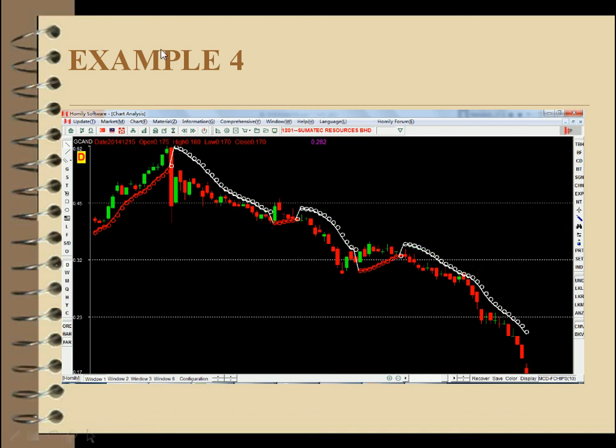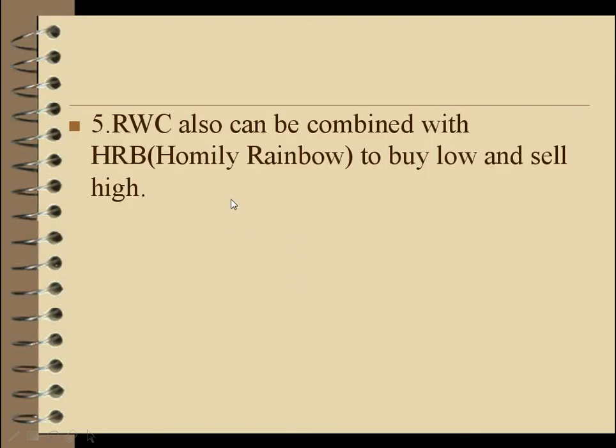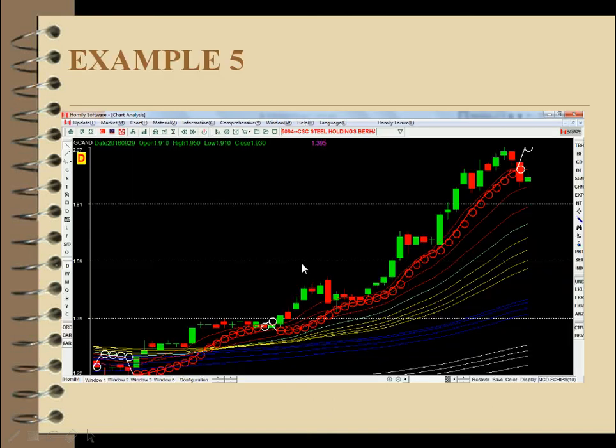Okay, so this is how to use the RWC to judge the uptrend and downtrend. How to make sure that is the buying point and the selling point. Okay, so these are the four basic applications. Actually, here is the fifth application. RWC also can be combined with HRB. That HRB is the Homely Rainbow to buy low and sell high. Let me show you an example.